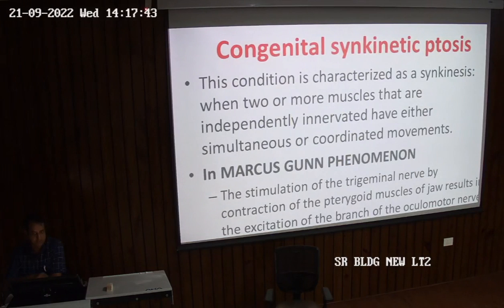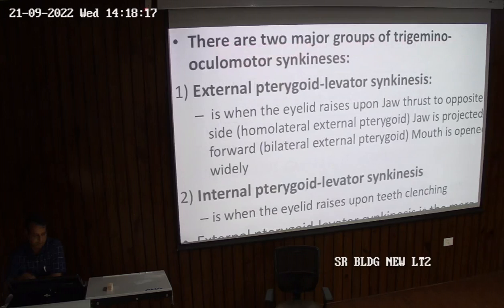Another type of congenital ptosis is the congenital synkinetic ptosis. This condition is characterized by synkinesis, when two or more muscles that are independently innervated have either simultaneous or coordinated movements. Like in Marcus Gunn phenomenon, stimulation of the trigeminal nerve by contraction of the pterygoid muscle of the jaw results in the excitation of the branch of the oculomotor nerve. So when you have movement of the jaw, there is simultaneous elevation of the upper lid.